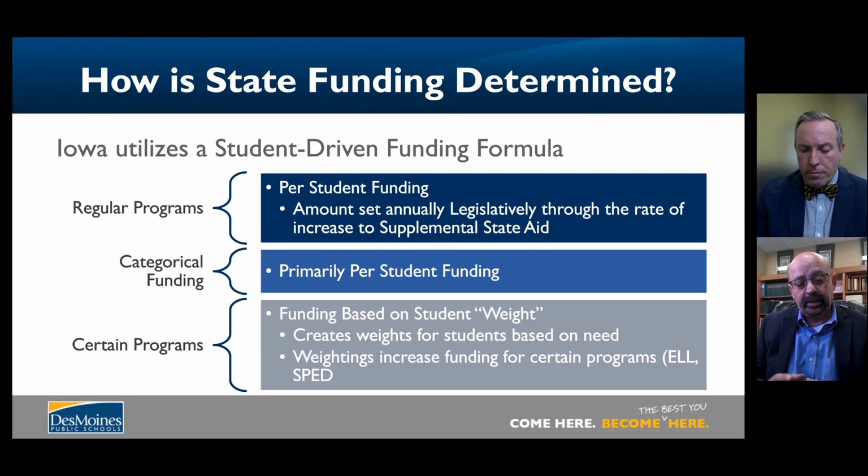The categorical funding, even though it is part of the general fund, can only be spent for those categories, like dropout prevention, DOP, that you hear of, and TAG, which is gifted and talented. Though they are part of the general fund, they can only be used for those categories. And then we have certain programs like SPED and ELL, where we get an additional weight per student. To give you an idea, say, for example, we get $7,600 a student, and if the weight is 1.2, that'll be 1.2 times $7,600.